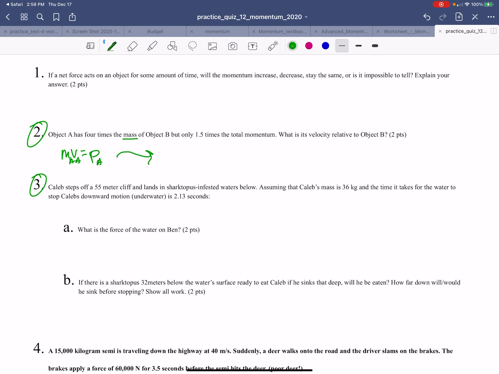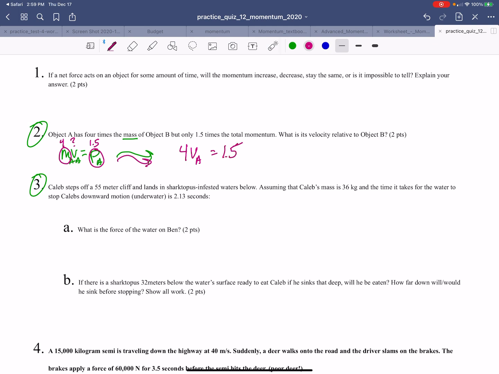So if you think about these factors, I'm going to do this in pink. This mass has a factor of 4 attached to it. The momentum has a factor of 1.5 attached to it. And we're trying to figure out what the overall factor on the velocity is. So the way you want to do these is to substitute in your factors for these variables. What I mean by that is we're going to rewrite this now as 4 VA equals 1.5.